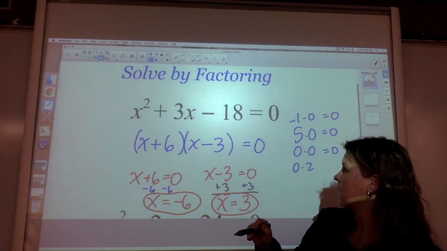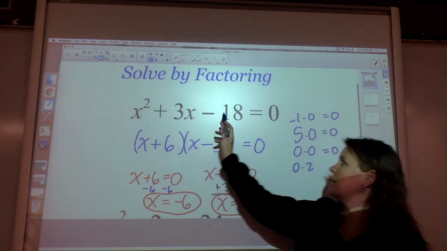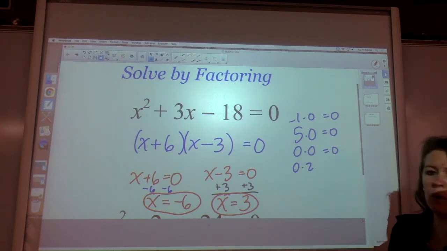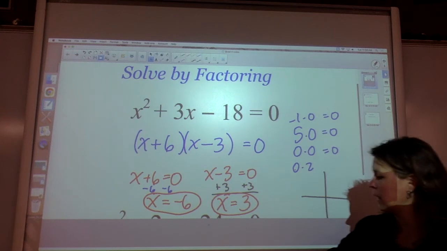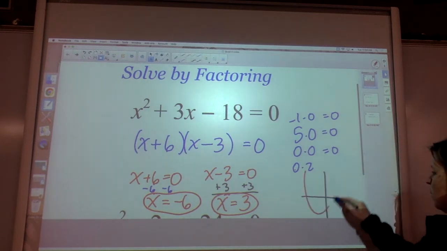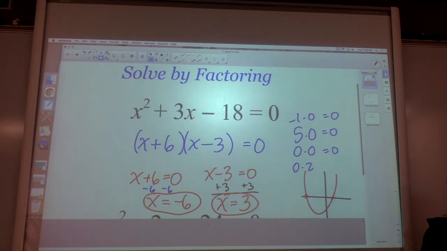3 squared is 9. 3 times 3 is 9. 9 plus 9 is 18. Minus 18 is 0. They both work. And if you remember, it makes sense that they both work because that means that this is a parabola that hit at negative 6 and it also hit at 3. So you can have two answers.